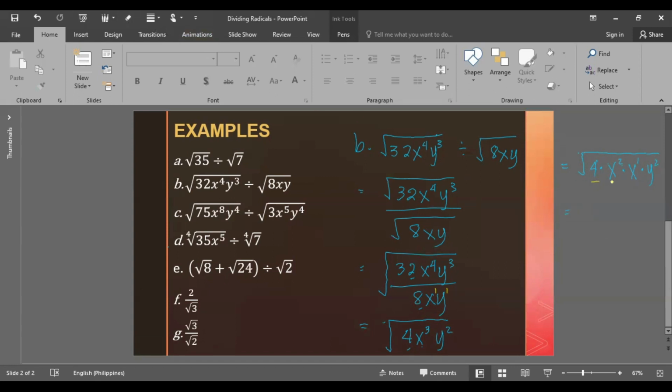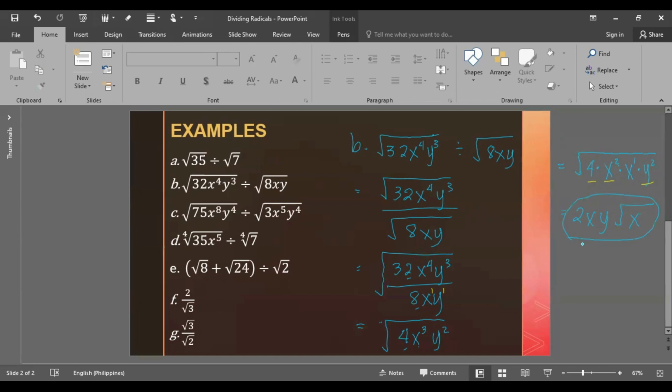Let us now simplify. 4 has a square root, x squared has a square root, and y squared has a square root. So yung mga square root nila mapupunta sa labas. The square root of 4 is 2. So we put here 2. And the square root of x squared is x, because 2 divided by 2 is 1. So it's x raised to 1, or simply x. Then the square root of y squared is equal to y. And natira sa loob si x. And this is now the answer in letter B.